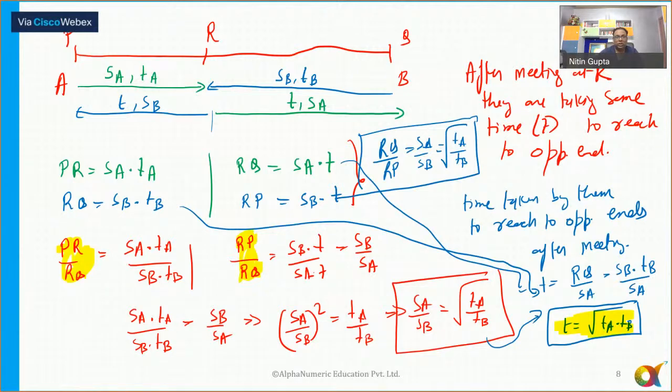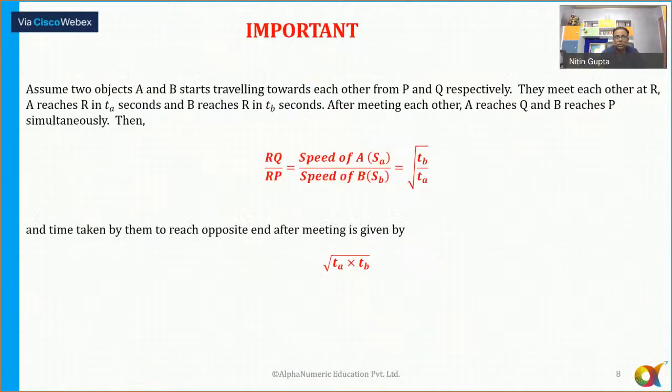So let's move to the questions now. Here I have written down and summarized everything on this slide. Assume two objects A and B start traveling towards each other from points P and Q respectively. They meet each other at R.